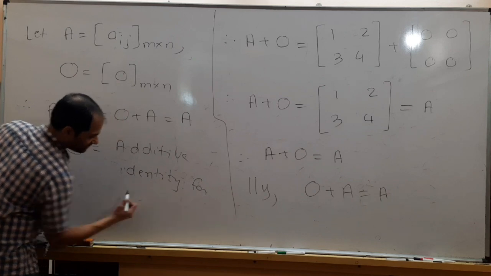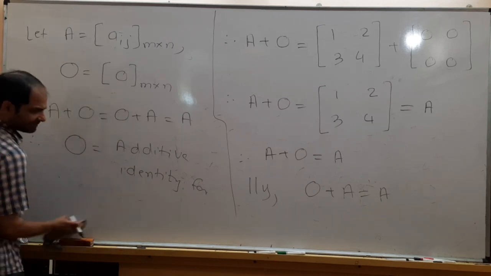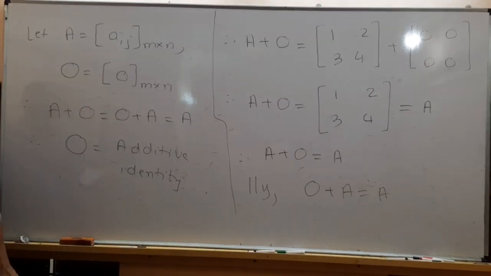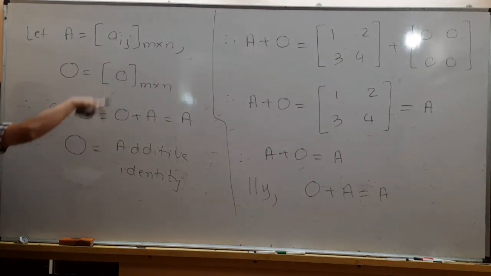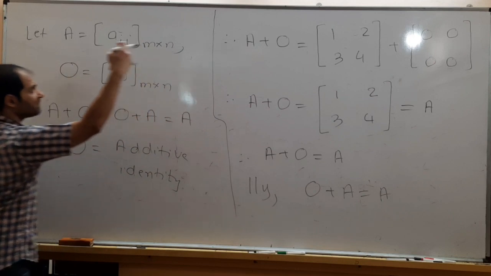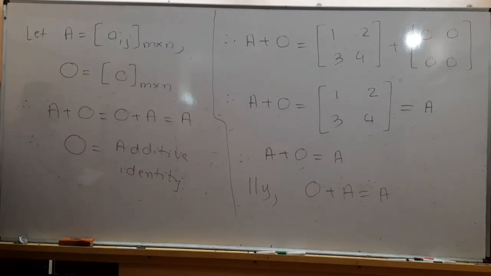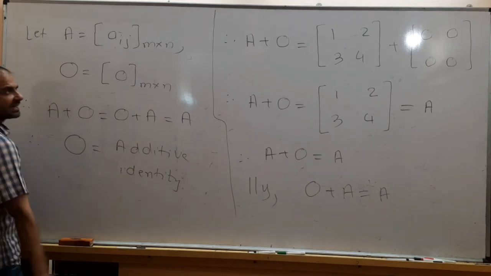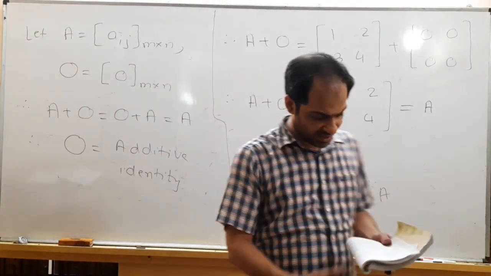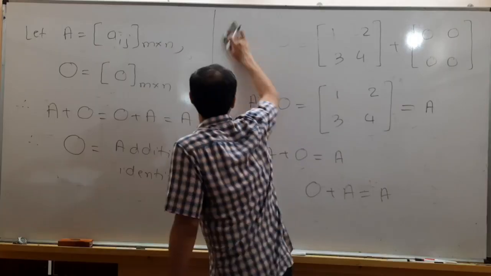For matrices, additive identity. I hope I'm clear. Not tough. I could have written this directly, but after giving you an example, this becomes much easier to understand and explain. So A plus O is equal to O plus A is A, and O is the additive identity. That is the third property of matrix addition.